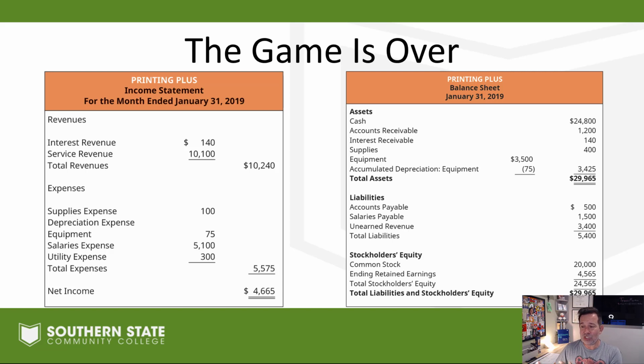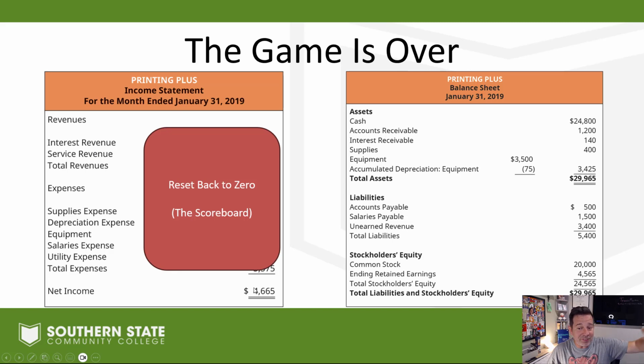At the end of January, we have a scoreboard here. The income statement is our scoreboard. It shows how much money we made in that month. We need to reset that back to 0. So when we get to February, February's revenues and expenses aren't including stuff that happened in January and the game before, right? Think about the balance sheet.